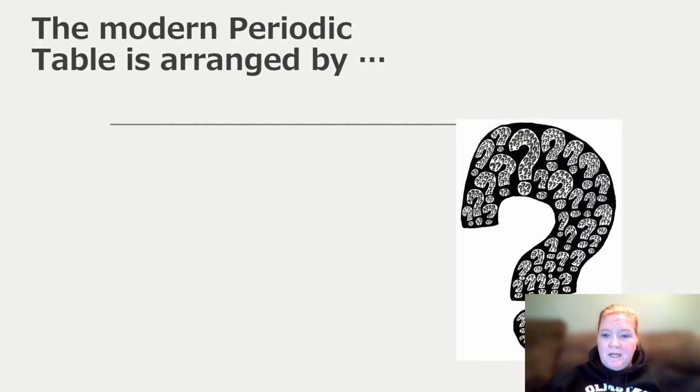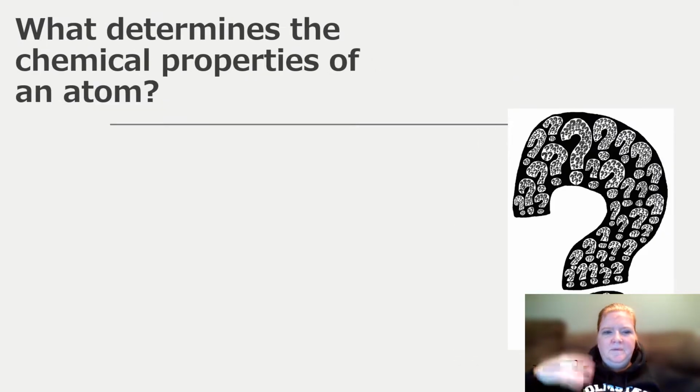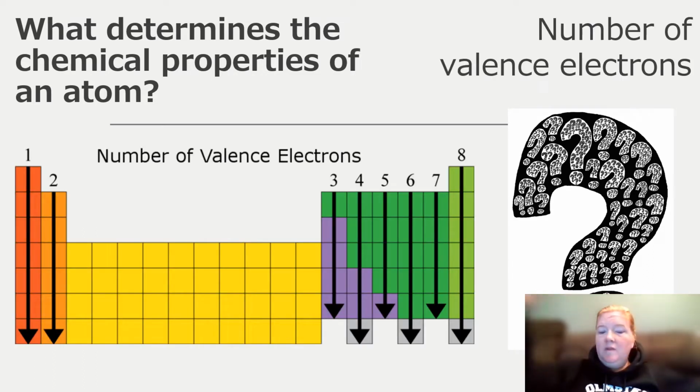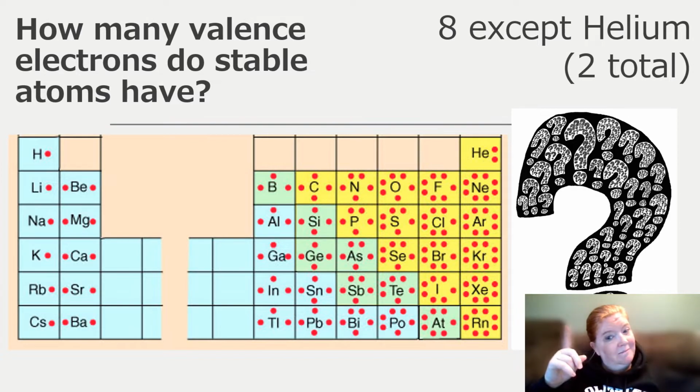The modern periodic table is arranged by what? Do you remember? Hopefully. Yes, atomic number. What determines the chemical properties of an atom? The number of valence electrons. How many valence electrons do stable atoms have? 8. Oh, except helium, remember, 2 total. 8 valence, 2 total.